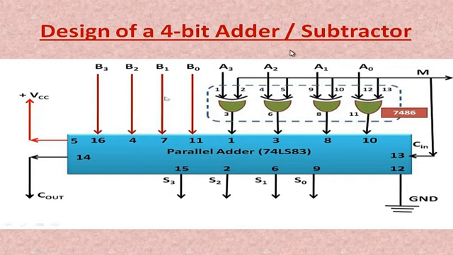a 4-bit adder cum subtractor. Means we have to use only this one's complement application of an XOR gate, or XOR as a control inverter, and by adding 1 through this carry-in input, pin number 13, this 74LS83 performs 4-bit binary addition as well as subtraction. Is that clear, students? Means you can use only this single IC chip for 4-bit addition as well as subtraction.